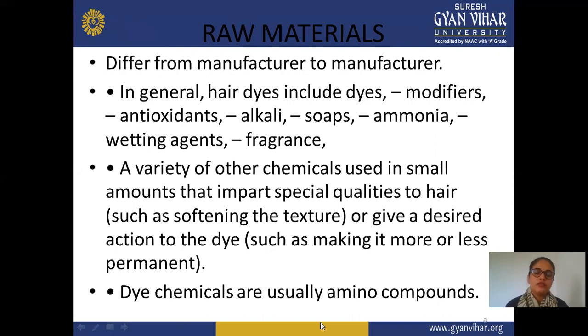Next is raw material. What are the raw materials? What are the excipients that you use for formulation of hair dye? There are different ingredients or raw materials you use for the preparation of a hair dye, and this differs from manufacturer to manufacturer according to the type of hair color. In general, hair dye includes dyes, modifiers, antioxidants, alkali, soap, ammonia, wetting agent, and fragrance. These are the common ingredients present in almost all the dyes.